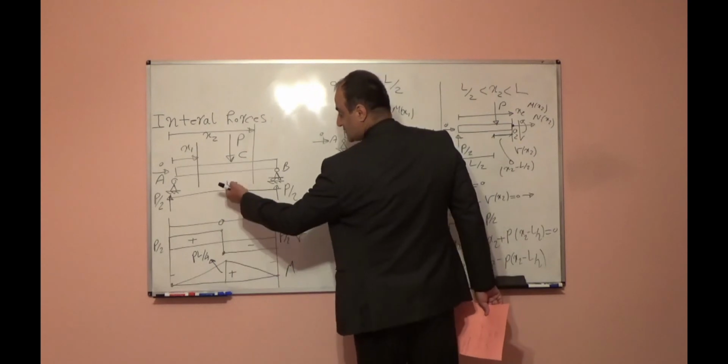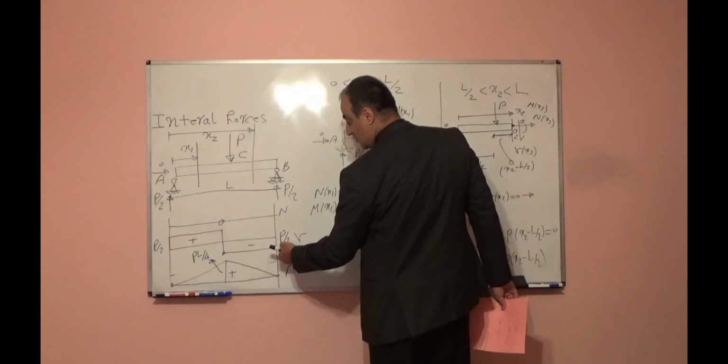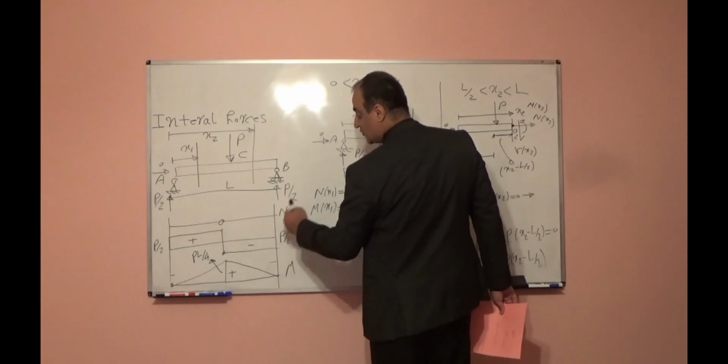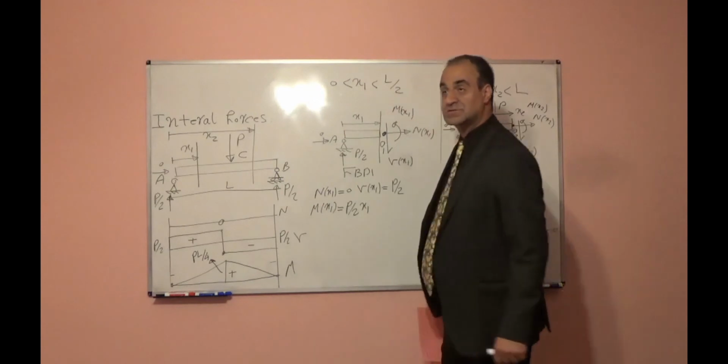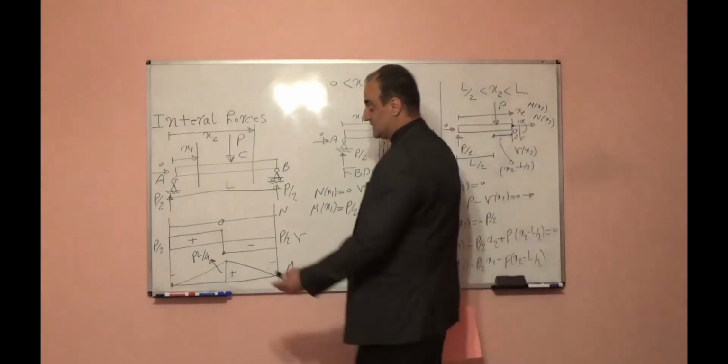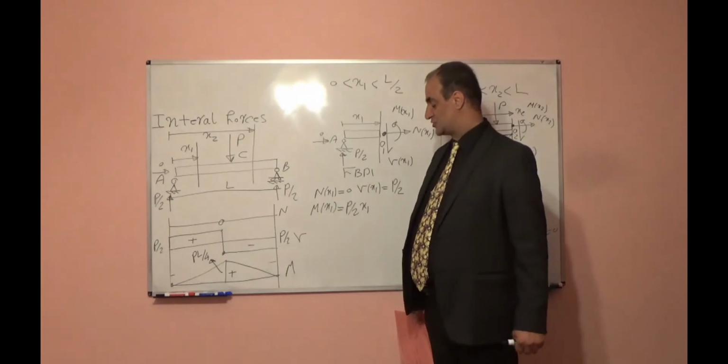There is no force from C to B. From C to B I will move. I have P over 2 up. I will move P over 2 up. I will close the diagram. This is positive, this is negative, this will be the shear force diagram.